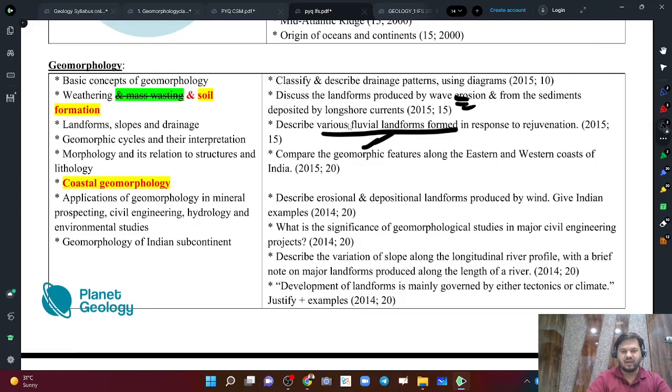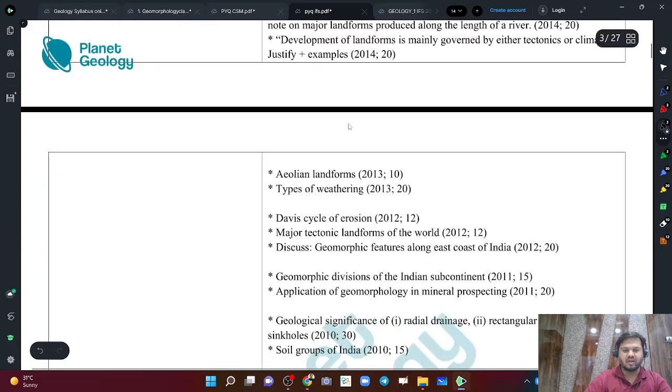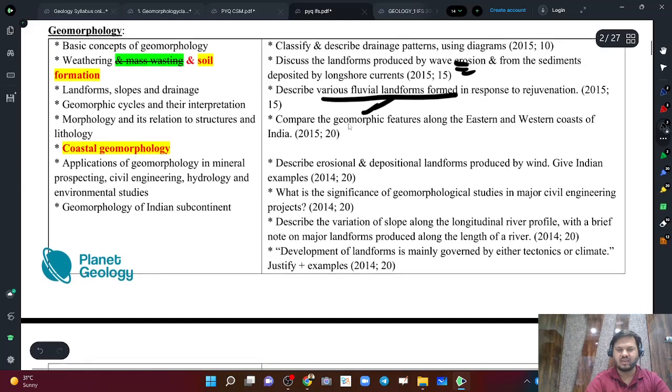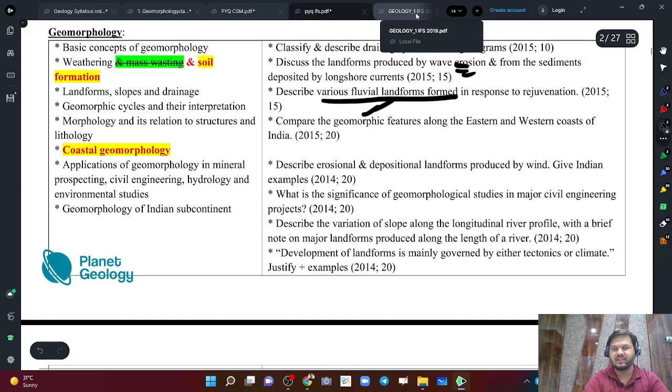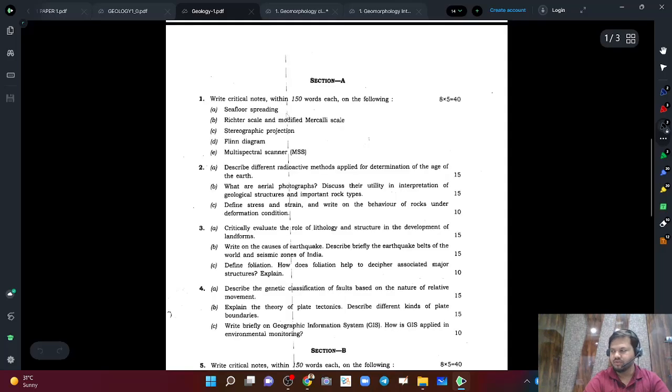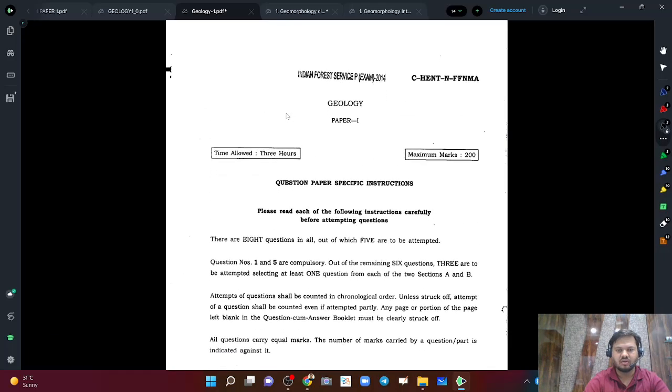Then they can ask again some questions on landforms. Write a short note on aeolian landforms, right? Then this is a very common kind of question, right? And then they ask some other questions. So if we see paper-wise, I'll start. This is geology paper 1. I think this is the 2014 question paper.